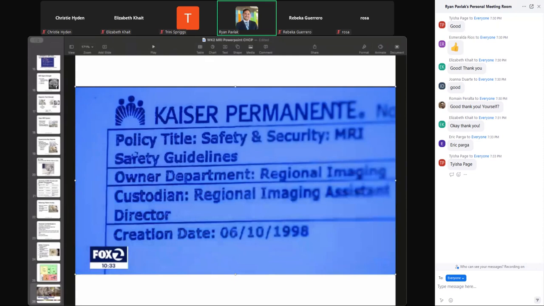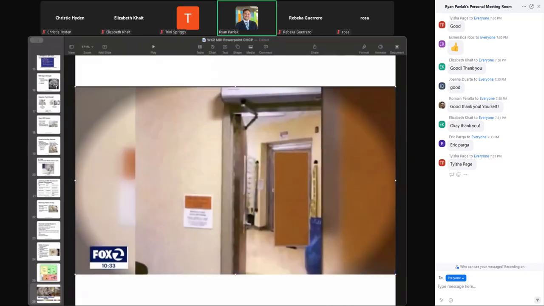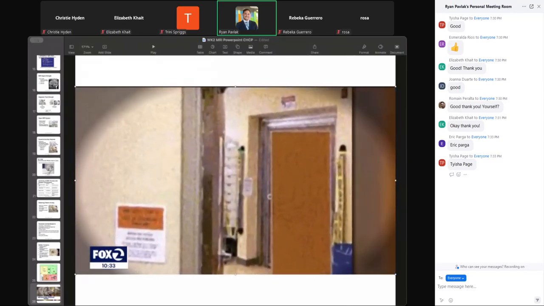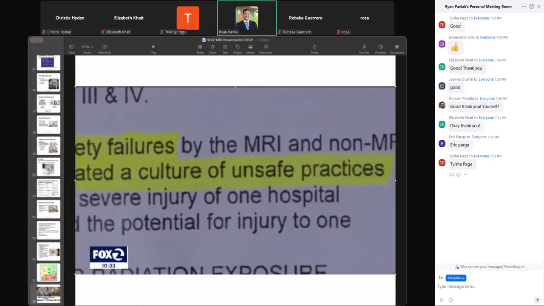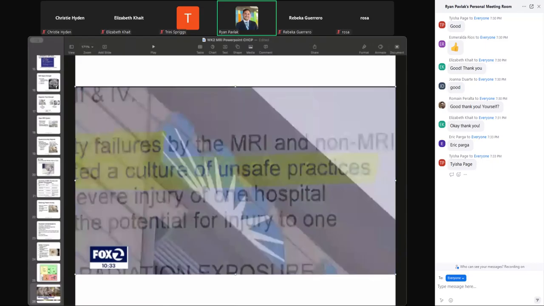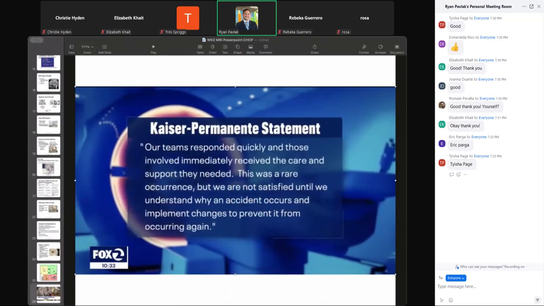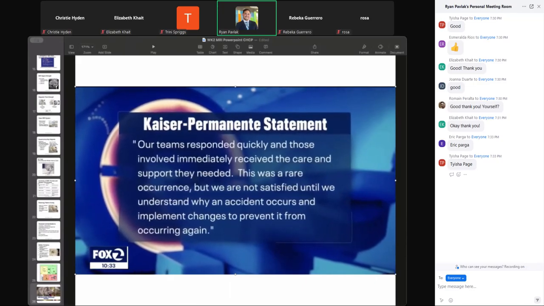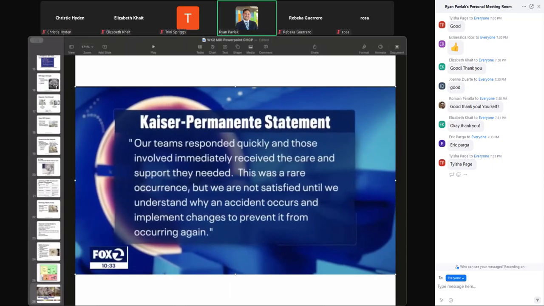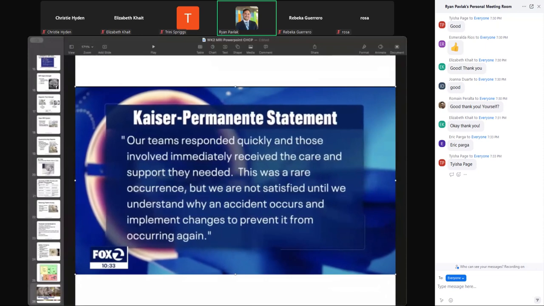But we found Kaiser's own MRI safety policy was not followed. Records show some required safety training never happened. The facility also failed to test the door alarm annually as recommended. The investigation stating the many safety failures created a culture of unsafe practices. Kaiser Permanente responded to our questions in a statement, saying in part, "Our teams responded quickly and those involved immediately received the care and support they needed. This was a rare occurrence, but we are not satisfied until we understand why an accident occurs and implement changes to prevent it from occurring again."